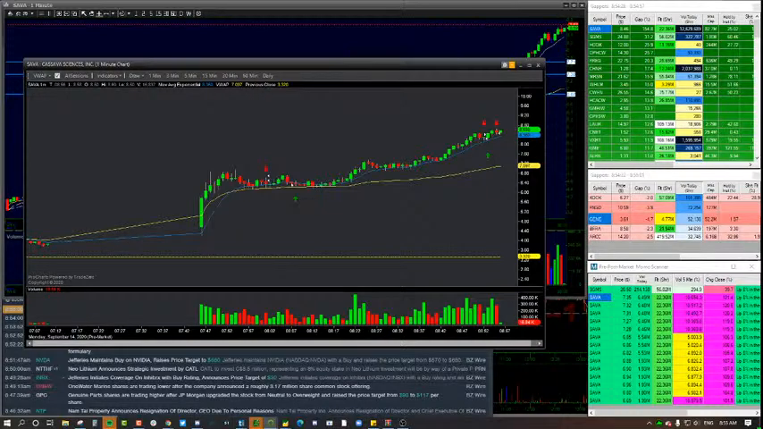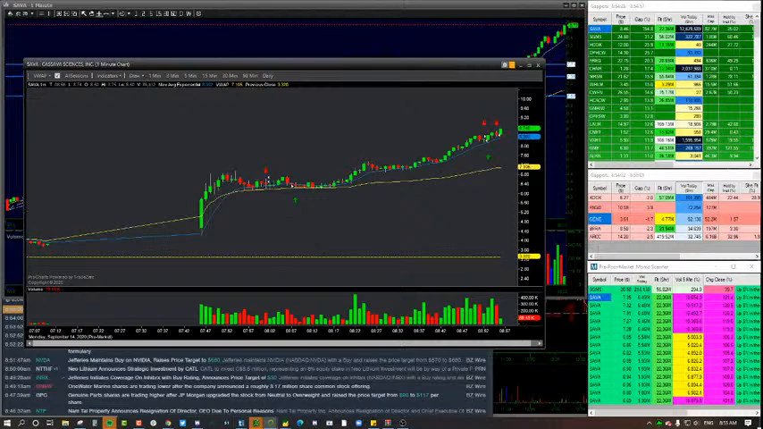I'm not going to let this run and balloon up. It's really pushing, but let's see how it goes.